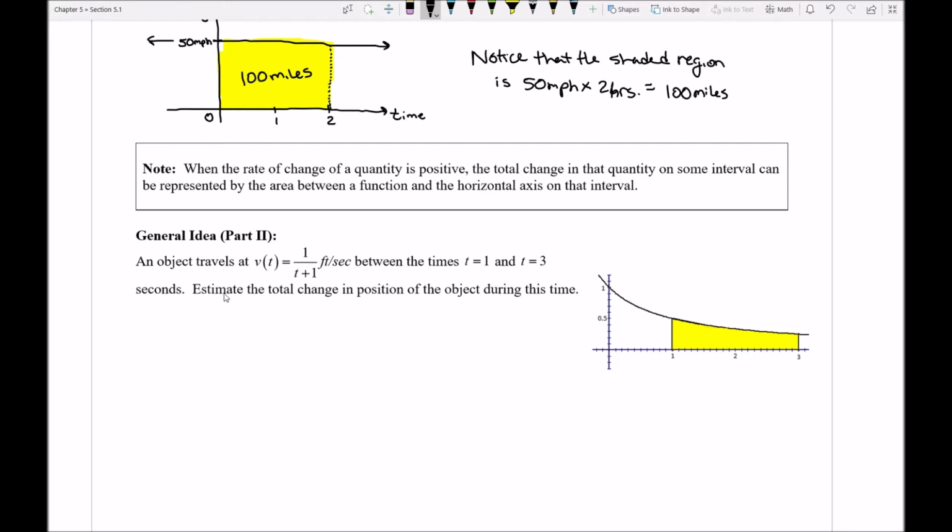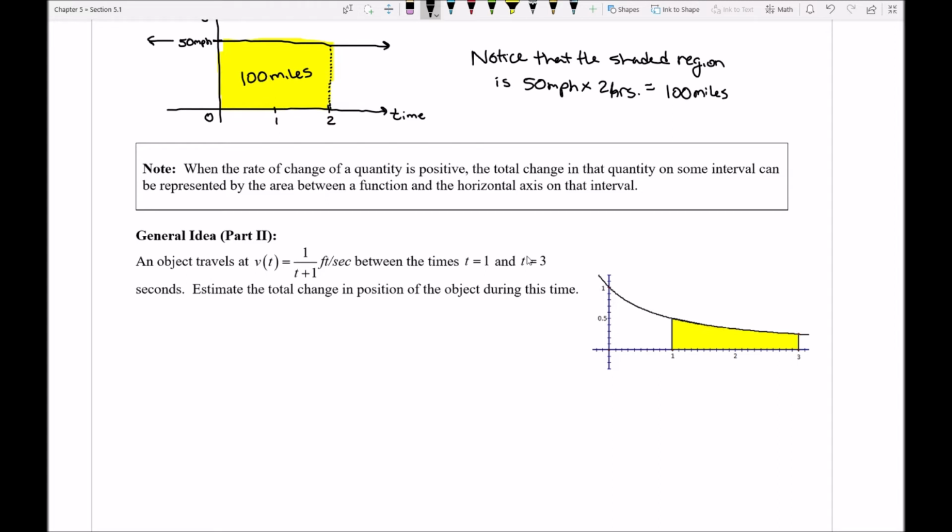And what we're going to be interested in doing is estimating the total change in the position of the object during this time. So there's an object that's moving according to this velocity formula here, and if we started watching the object at time 1, at the 1 second mark, and we tracked it all the way until the 3 second mark, how far did it move?